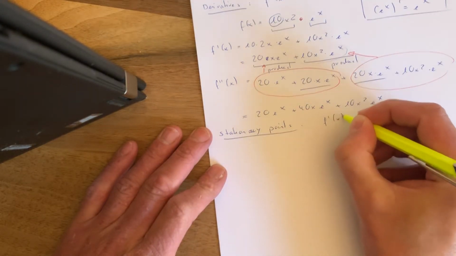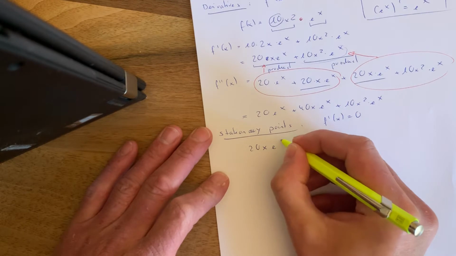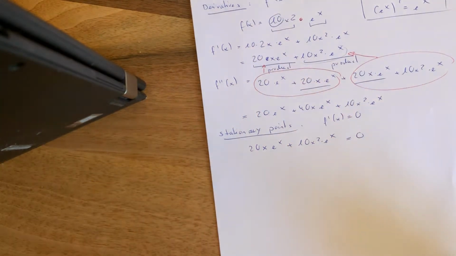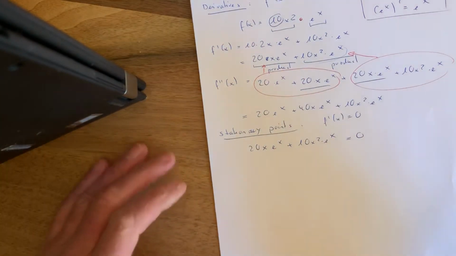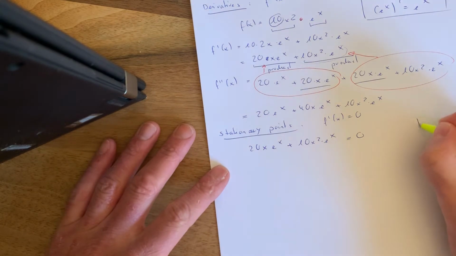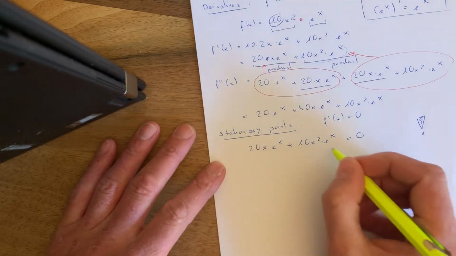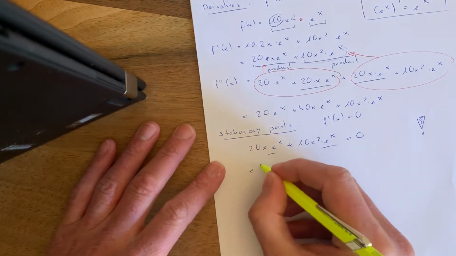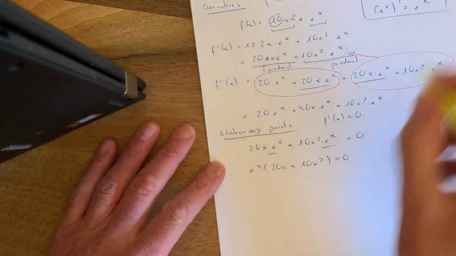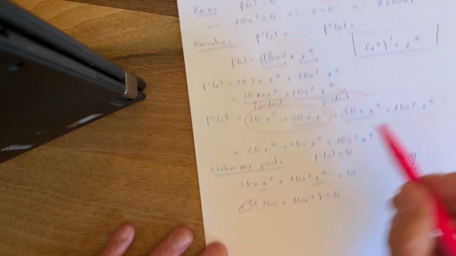Which means setting the first derivative equal to 0. So let's see. The first derivative was 20 times x times e to the power of x plus 10 times x squared times e to the power of x, and that should be 0. Now, this looks like a rather difficult equation, however, it's not. And don't forget this step here, this approach works for so many exercises involving exponential functions. First, we factor out e to the power of x, like this. And now we have a product which is 0, and one factor is e to the power of x. And now we can do the very same thing we've done up here.